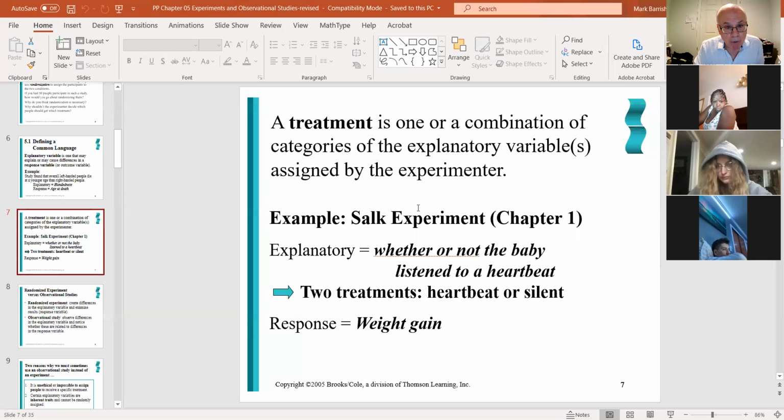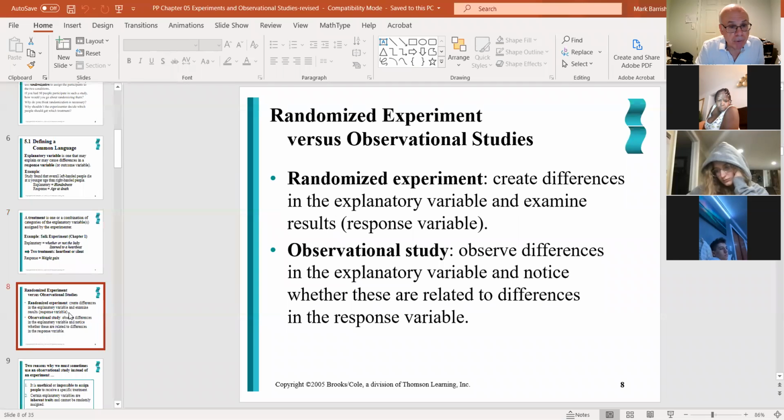A treatment is one of the combinations of categories of the explanatory variable. And the person who runs the experiment randomly assigns these treatments to the people in the study. All right. So that is called the treatments. All right. Let's get to the next slide. Randomized experiment versus observational studies.